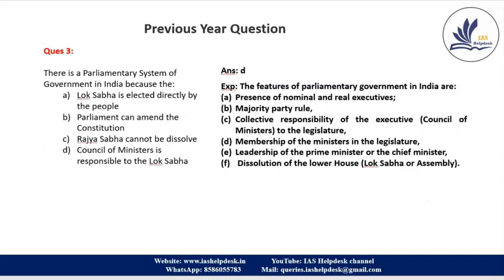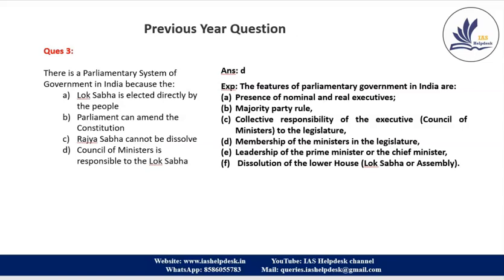So let's see our next question. Our next question is related to why there is a parliamentary system of government in India, so as we discussed, why did we choose this form of government. So let's see the options. Lok Sabha is elected directly by the people. Parliament can amend the constitution. Rajya Sabha cannot be dissolved, or the council of ministers is responsible to the Lok Sabha. So here if we go to option 1, that is Lok Sabha is elected directly by the people, इसका question से कोई relation नहीं है.